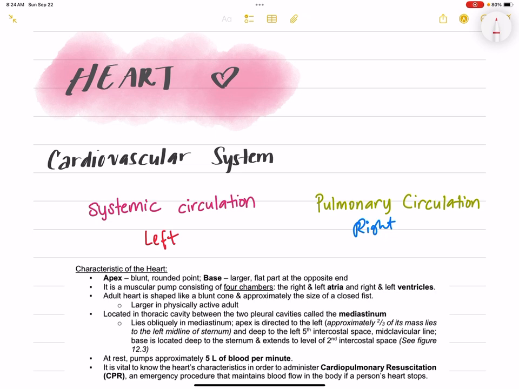Ang systemic is sa left side of the heart, pumps blood to all other tissues of the body, while ang pulmonary circulation is right side of heart, pumps blood to lungs and back to the left side sang aton nga heart through the blood vessels.